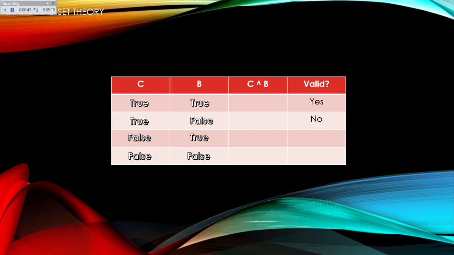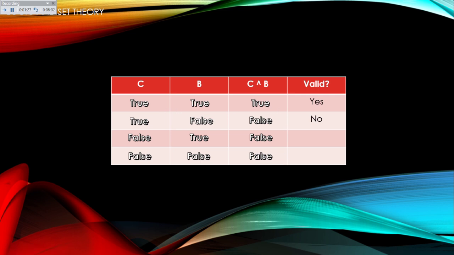Then we see the proposition C and B in the last column. If C and B are both true, the result is true. If C is true and B is false, the result is false. If C is false and B is true, the result is false also. If C is false and B is false, the result of C and B is false. So is this valid? Only the row where both are true is true, and the others are false.